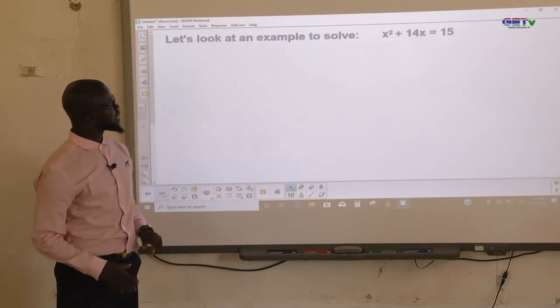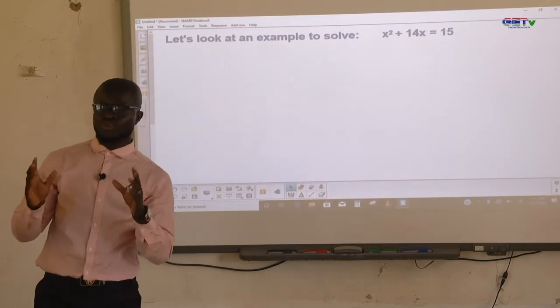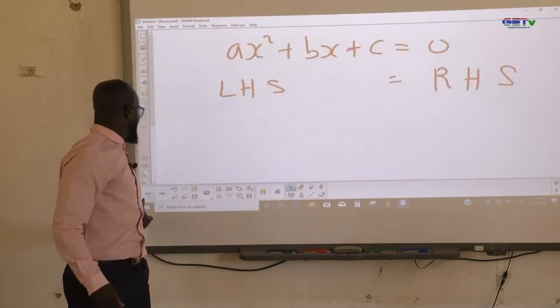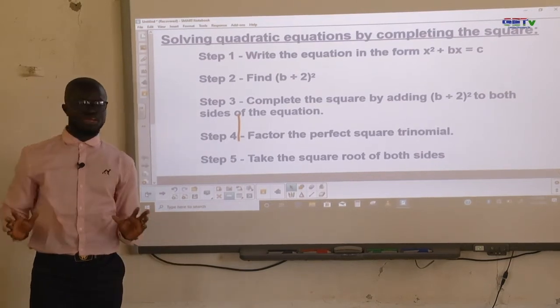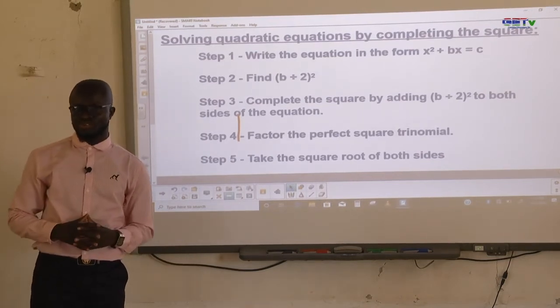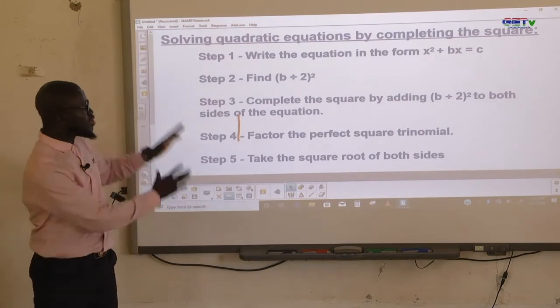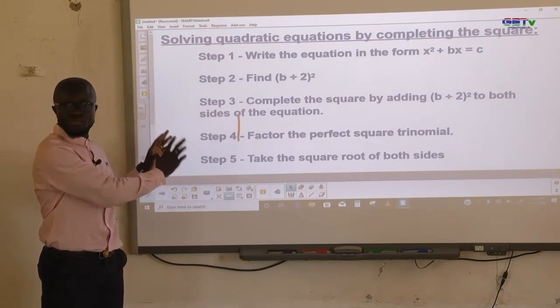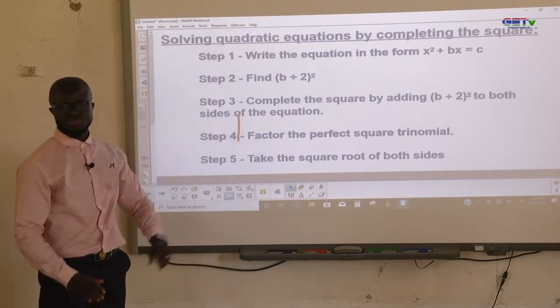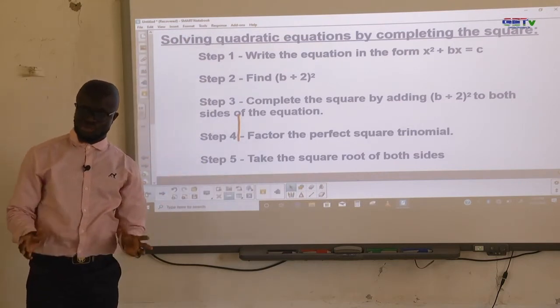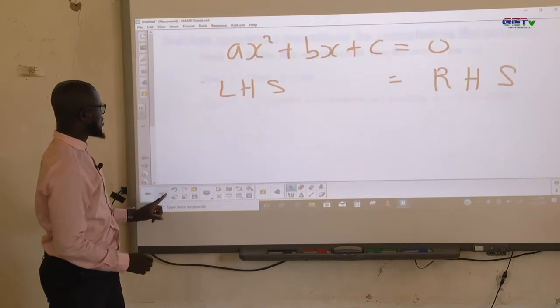Now let's look at an example to solve. From the rules that we have, remember I gave you the rules. Anything that I am going to do will be based on the rules. Remember, I'm not applying magic. I'm not a magician standing before you. So please note these rules very well, because all the steps that we are going to take are going to be out of this. Are we together? So here we go.